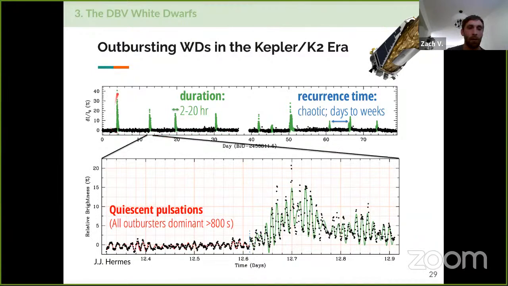But every few days or weeks, there are these large mean flux increases in the star, each of them lasting 2 to 20 hours and recurring semi-regularly on some time scale, but the spacing between them is also quite erratic sometimes. And if you zoom in on one of these outbursts, you can see that during an outburst, the pulsation amplitudes also get a lot larger.